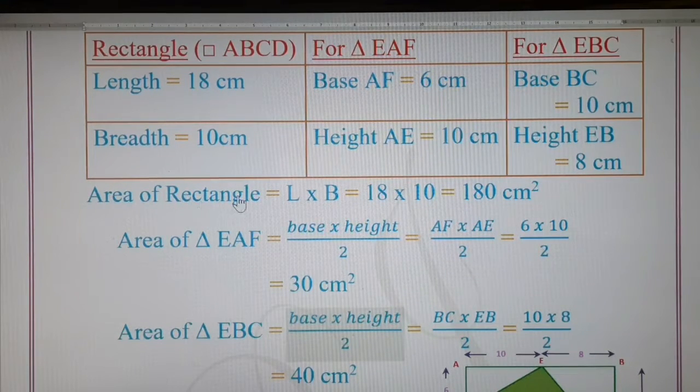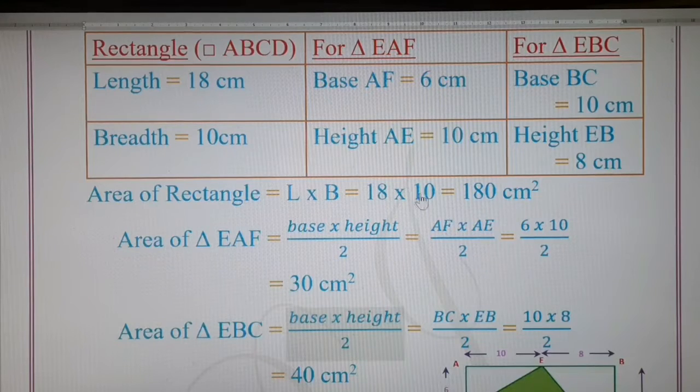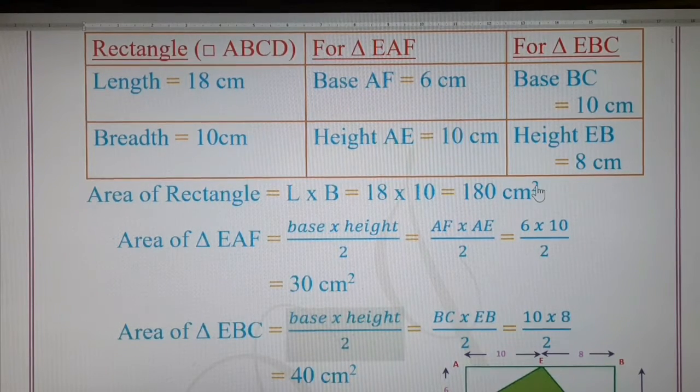First we will calculate the area of the rectangle, that is length into breadth, 18 into 10, that is 180 centimeter square. Since the unit is given in centimeter, we will write the power 2 because we are writing the answer for the topic area. So whenever area is there, we have to write the power 2 behind the unit. So centimeter square, 180 centimeter square.